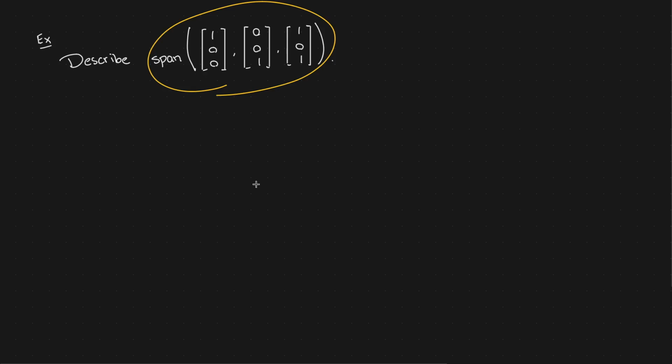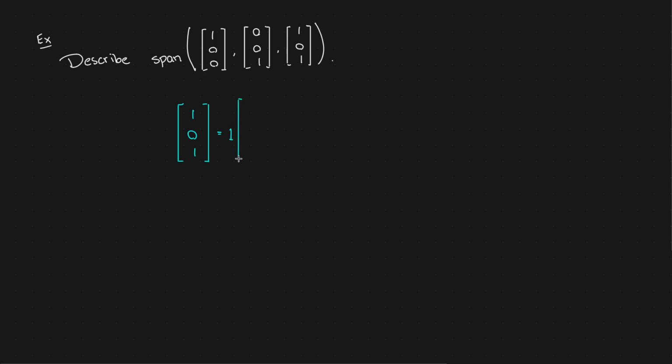Here we have the span of 3 3-dimensional vectors again, but this time we do have redundancy, right? Because our last vector, 1, 0, 1, is just equal to 1 times our first vector, 1, 0, 0, plus 1 times our second vector, 0, 0, 1. Okay, so these 2 vectors on their own give us all the information we need.